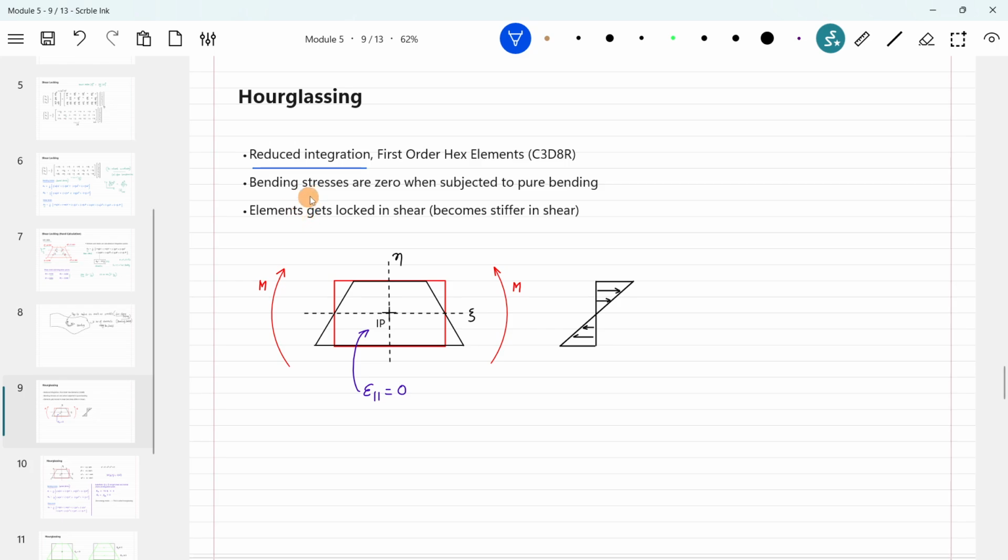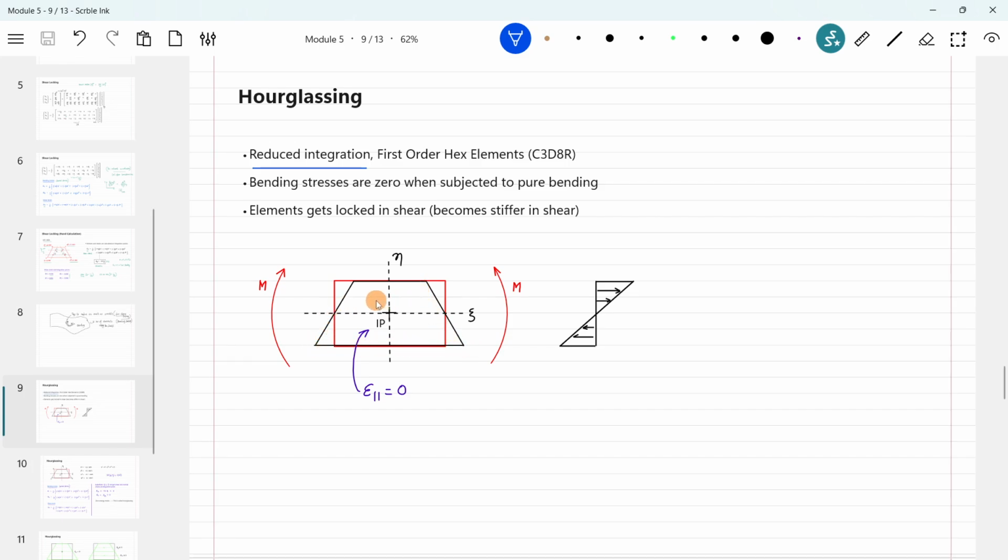So what happens when these elements are subjected to pure bending moment? Okay, so let's take this red as the undeformed position of the beam. Let's take this as a single element and it is subjected to bending moment M. So as we know, the deformed behavior is something like this.